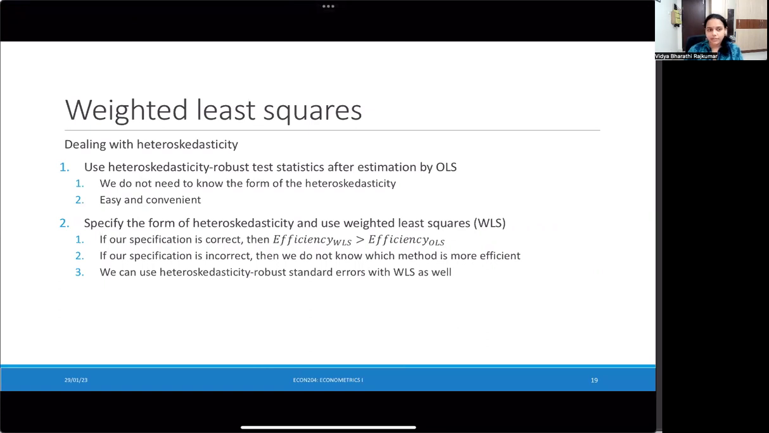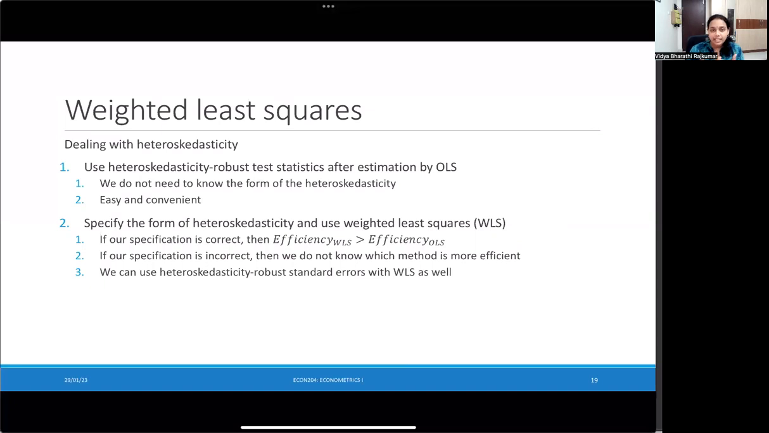The first method that we have reviewed is that we could just construct heteroscedasticity robust standard errors and test statistics after OLS. And that's very convenient because we don't need to know the exact form of heteroscedasticity. So that's one solution. Now there's another solution that exists, and that's what we're going to learn about as the weighted least squares approach. This is the case where we have some knowledge or some way to express the exact nature of heteroscedasticity.